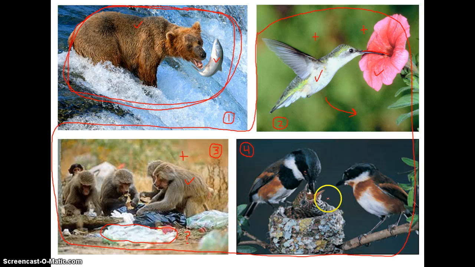In this case, this bird right here is a cuckoo bird, and it is actually positively affected by this relationship. These two birds that are feeding it are going to be negatively affected by this relationship. So we have a positive effect and a negative effect. The cuckoo bird is positively affected because its parent came and laid eggs into another bird's nest. So this is kind of an invader.